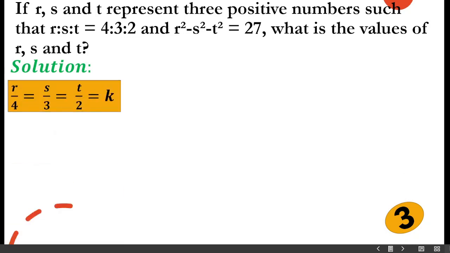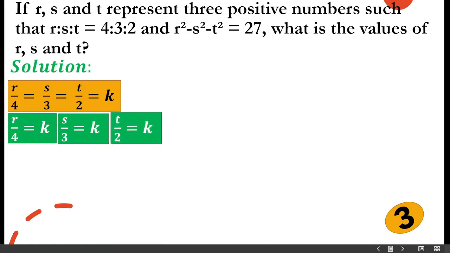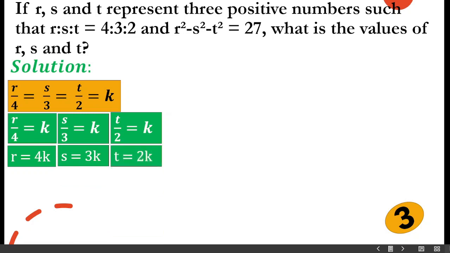We have r over 4 is equal to s over 3 is equal to t over 2 is equal to k. We have r over 4 is equal to k. s over 3 is equal to k. t over 2 is equal to k. Cross multiply, it becomes r is equal to 4k, s is equal to 3k, and t is equal to 2k. Apply the value of r, s, and t to our given equation.